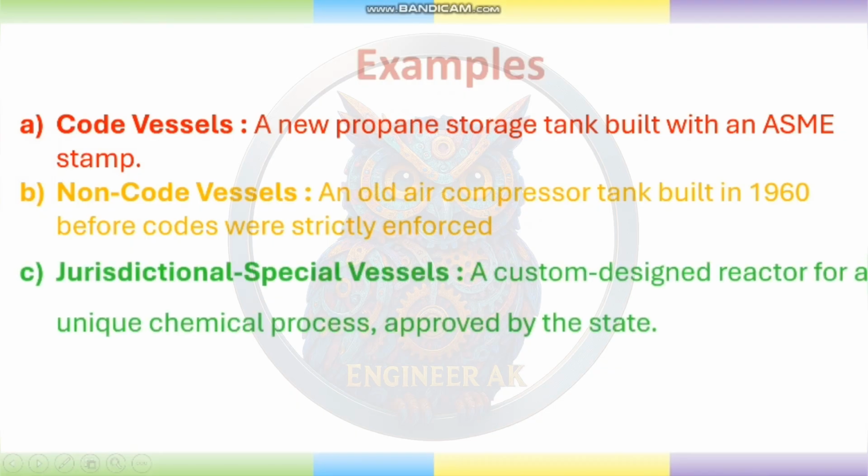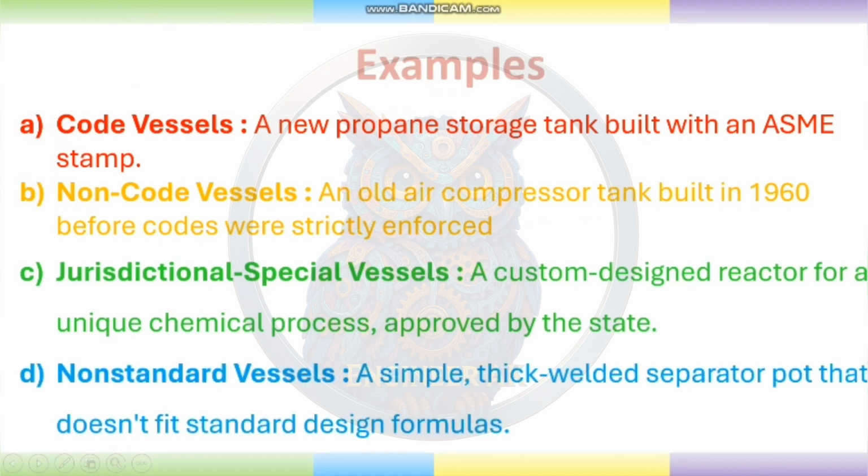Now jurisdictional special vessel, a custom designed reactor for a unique chemical process approved by the state, right? If there is a country and they have an organization that looks after the pressure vessel design, and that is approved by the state, that will be a jurisdictional special vessel. And the last, non-standard vessel, a simple thick welded separator pot that doesn't fit standard design or formula. So that is just a few examples through which you can get an idea of what these vessels are.